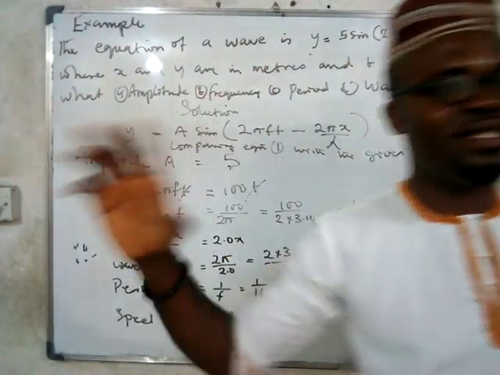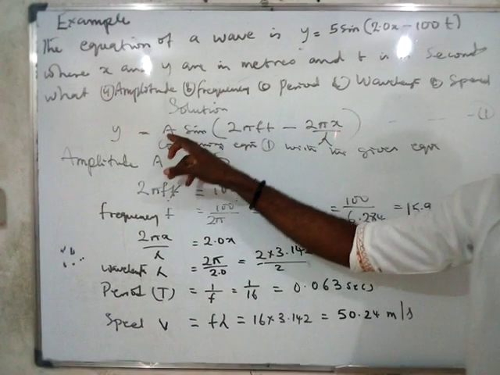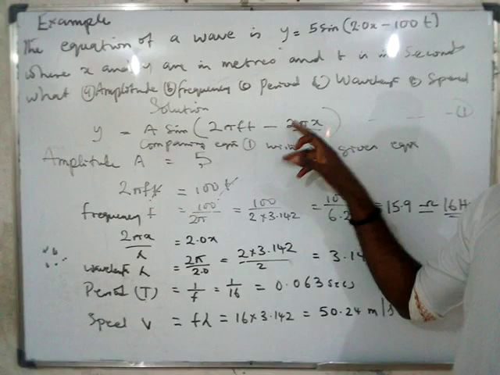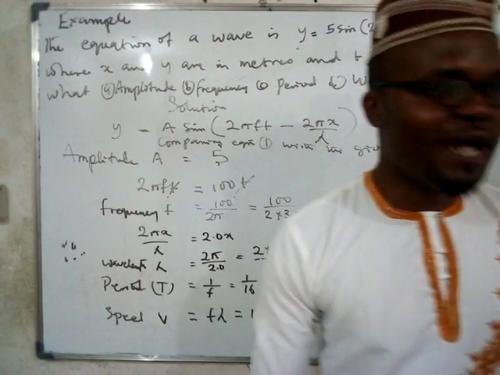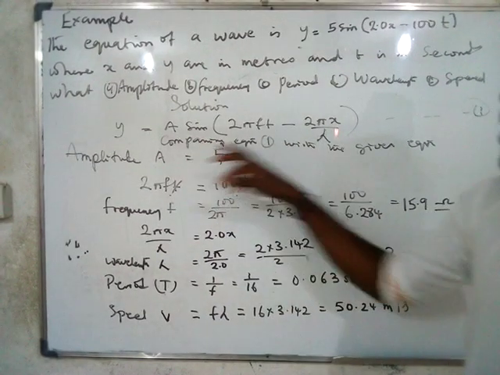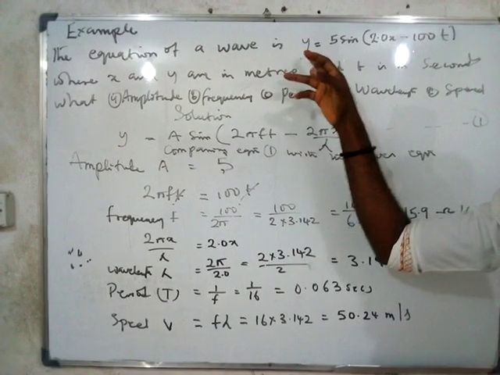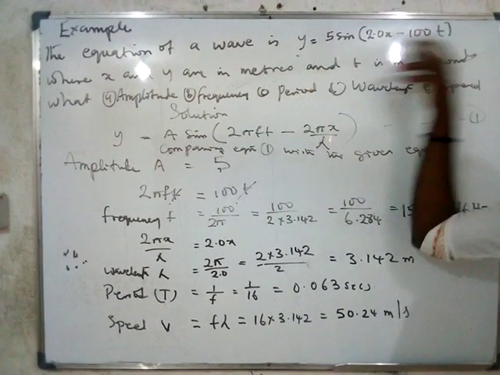First of all, we state the general equation of a wave: y = A sin(2πft - 2πx/λ). We call it equation 1. Now we compare equation 1 with the given equation. Is that clear? This is equation 1 and this is the given equation.